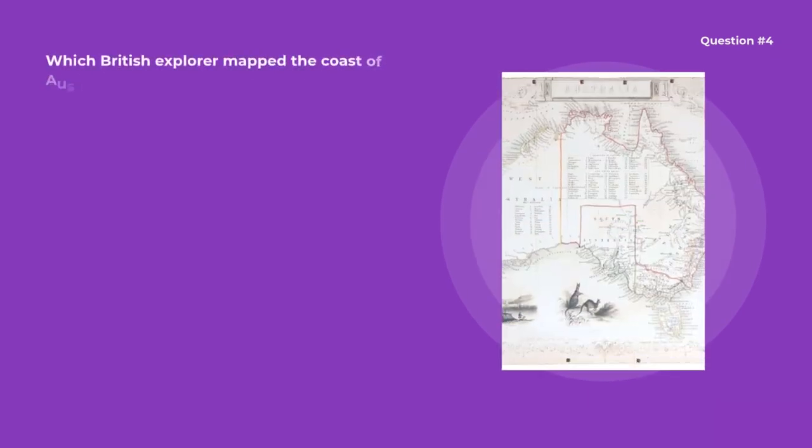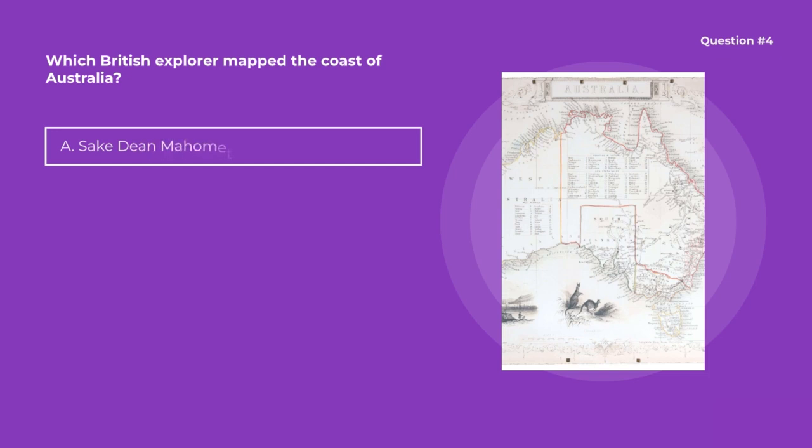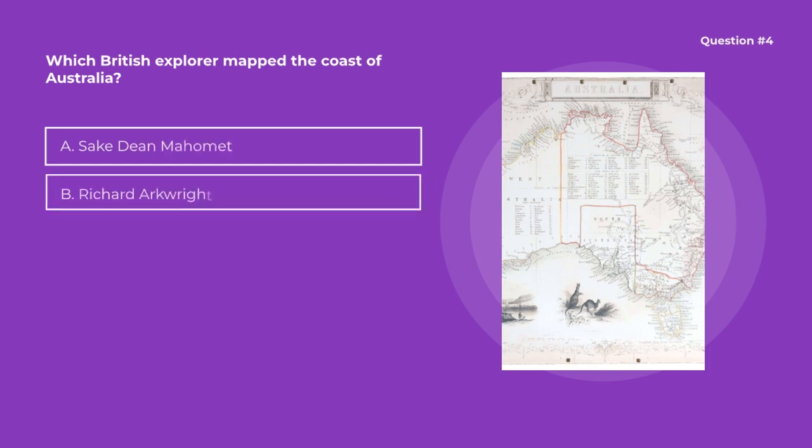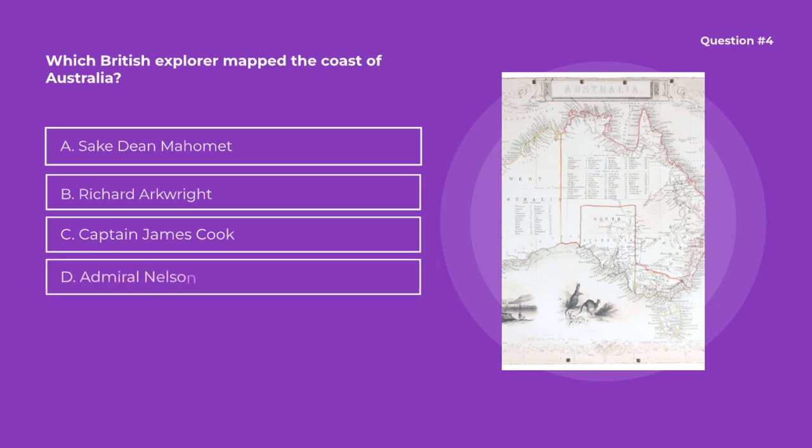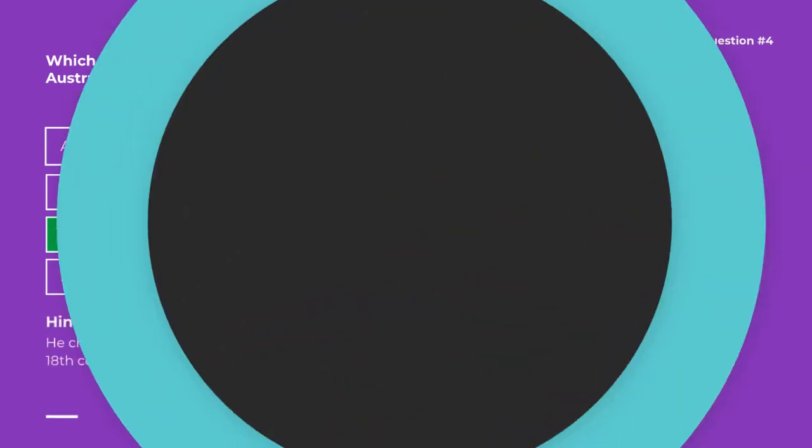Question number 4. Which British explorer mapped the coast of Australia? Options are A. Sake Dean Mahomet, B. Richard Arkwright, C. Captain James Cook, D. Admiral Nelson. Correct option is C. Captain James Cook. He charted the coastline of Australia during his voyages in the 18th century.